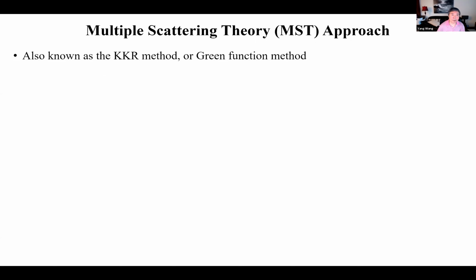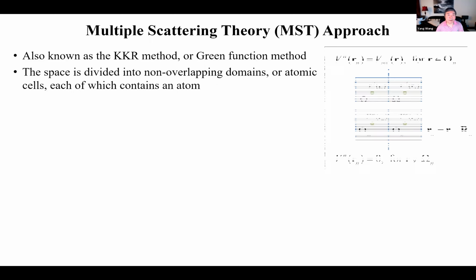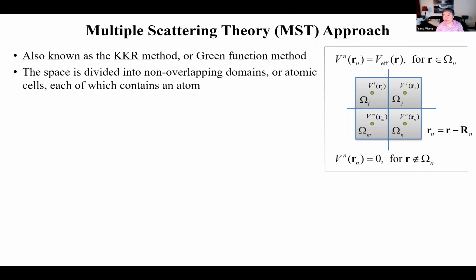It's also known as the KKR method or Green's function method that we all know here. First of all, we divide space into non-overlapping domains, so there's no gap between domains. Each domain we call an atomic cell. Each cell contains an atom. Based on the location of the atom, we basically just construct a big cell for each atom.